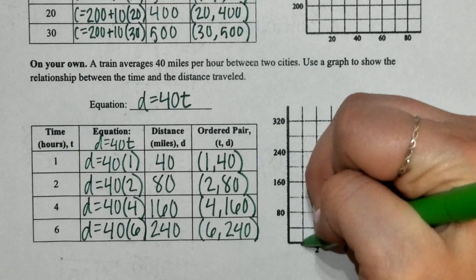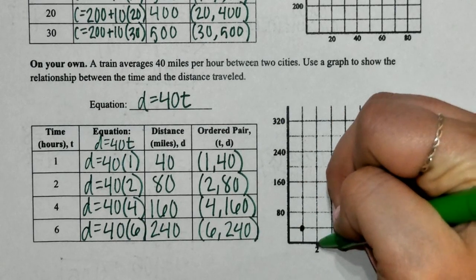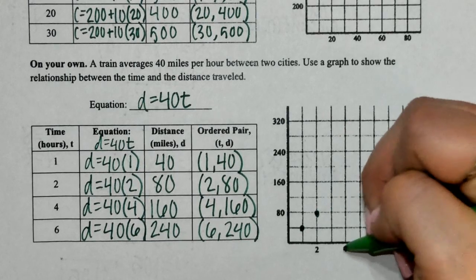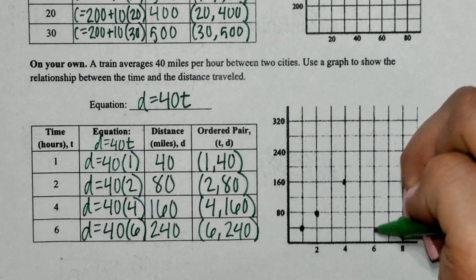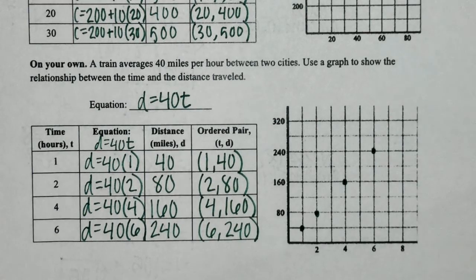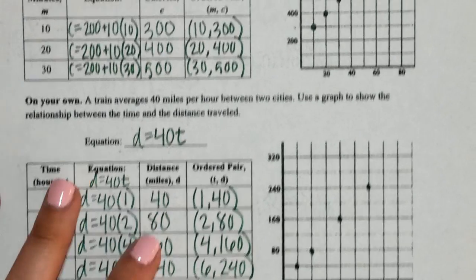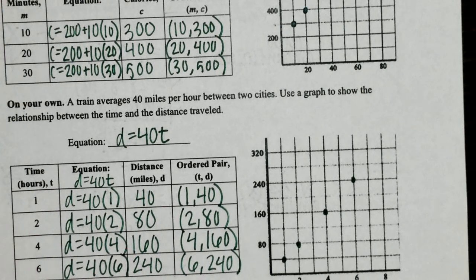So we have over 1, up 40, over 2, up 80, over 4, up 160, over 6, and up 240. Okay, so notice that both of these graphs are in a straight line. They're linear because as the x changes, the y changes too. It depends on the x.